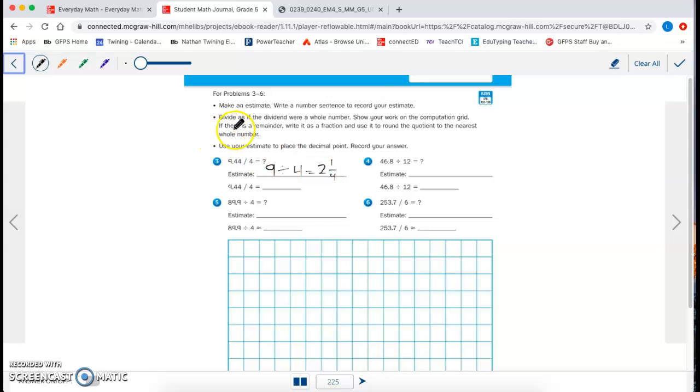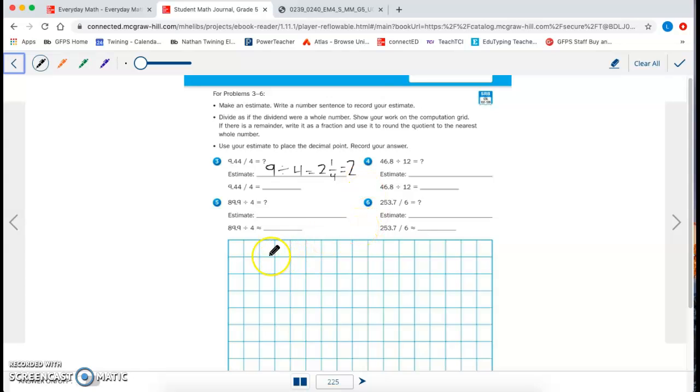Now remember, it says if there's a remainder, and technically I should be doing this division down here, but I can just do it in my head. If there's a remainder, write it as a fraction and use it to round the quotient to the nearest whole number. Now 1/4 is closer to 0/4 than it is to 4/4. So I'm going to round my answer to 2.